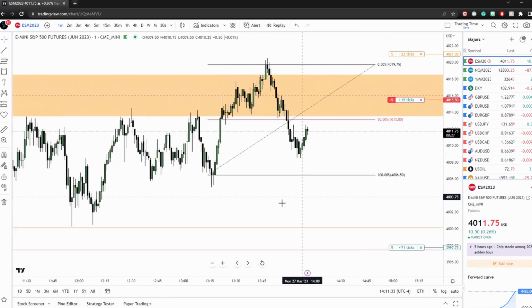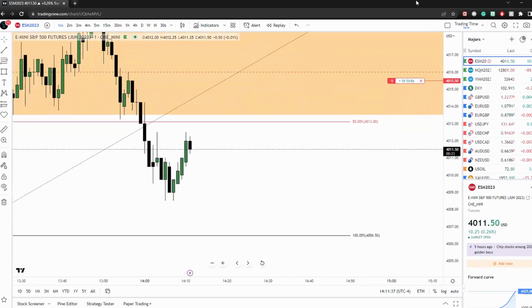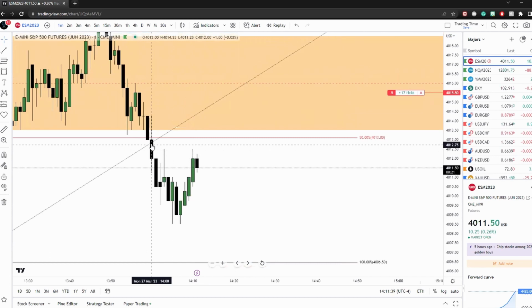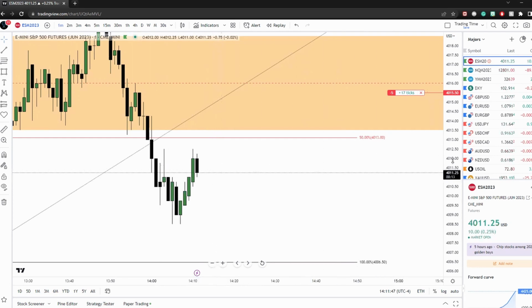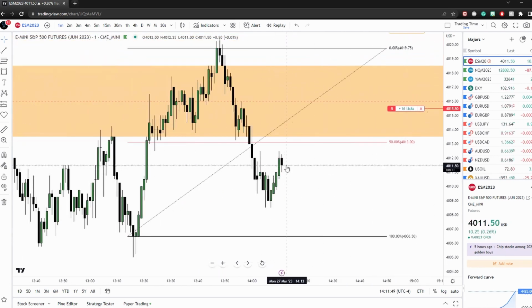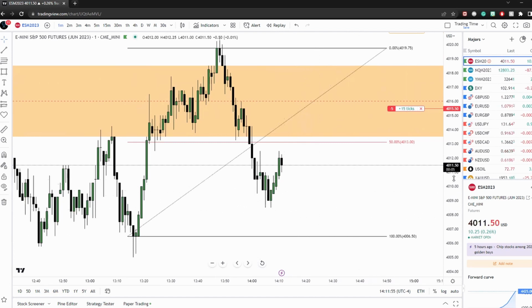Seeing price slowly make its way down here. Retrace into this imbalance. Right, nice movement lower. Want to see some dynamic movement. I want to see taking out this low. Boom.